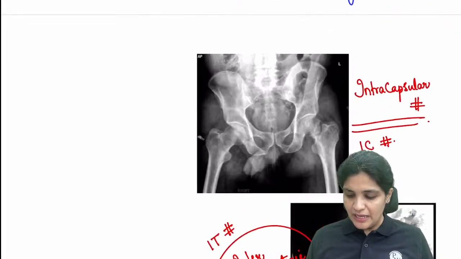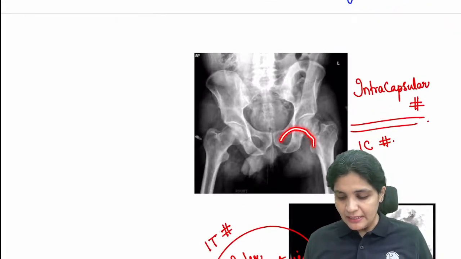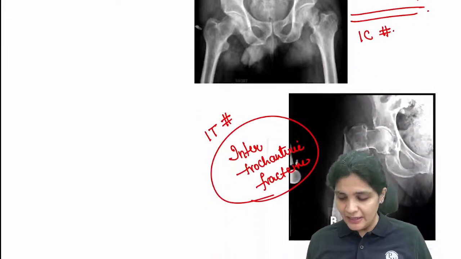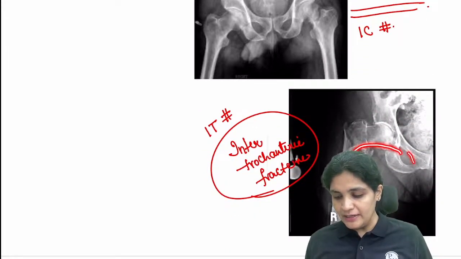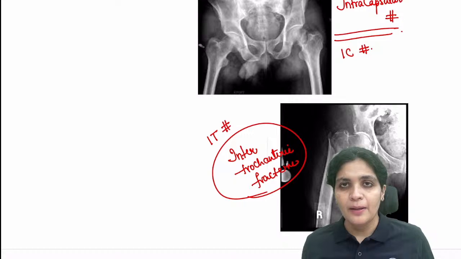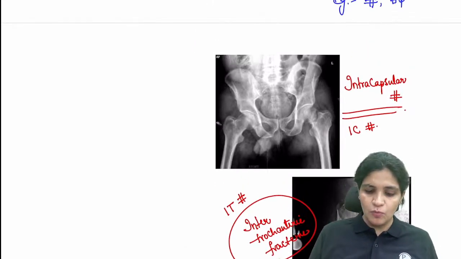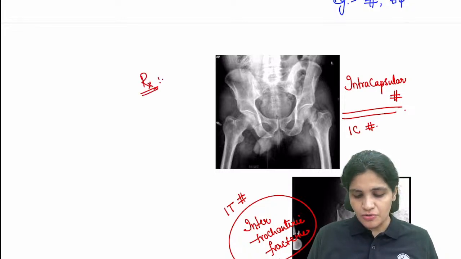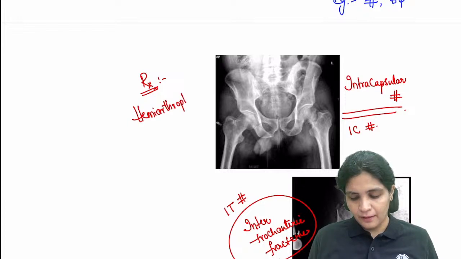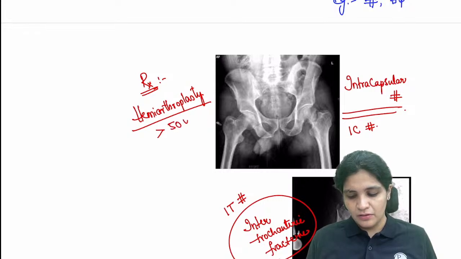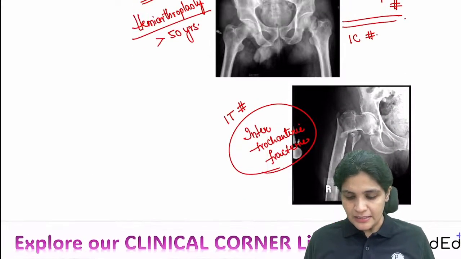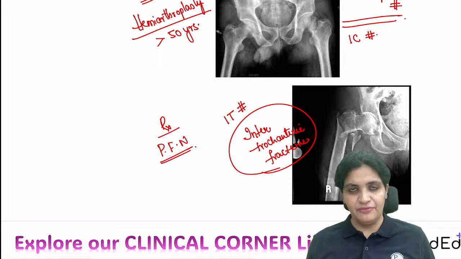So these are the two X-rays which they ask, and sometimes you can see that there is an intact Shenton's arch in case of IC, and in IT it is completely broken, right? The Shenton's arch is completely broken, right? So now they will ask you what could be the treatment for this. So usually the treatment would be hemiarthroplasty for the age more than 65 years, and this treatment would be a proximal femoral nail, that is PFN.